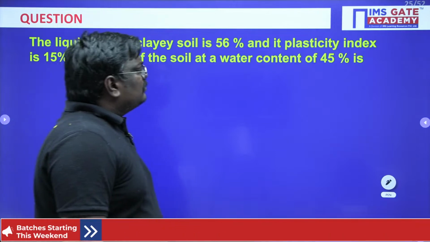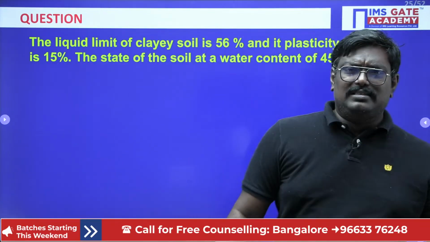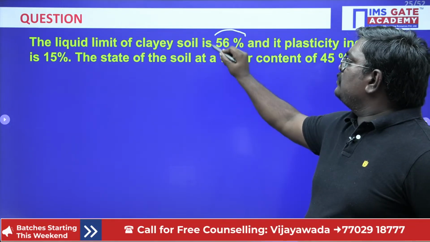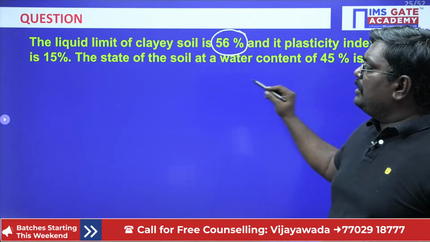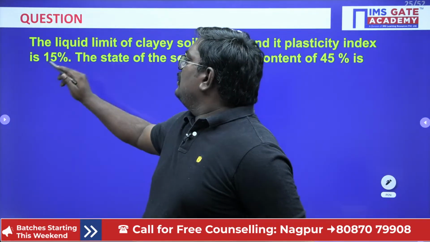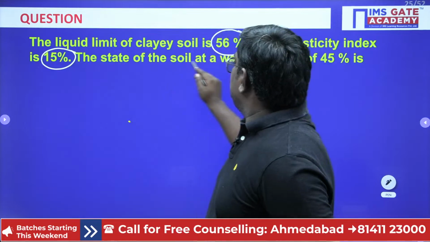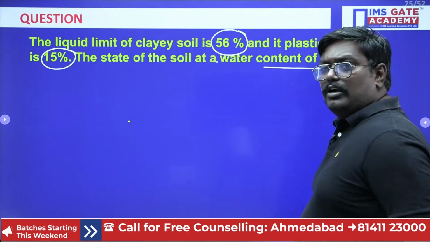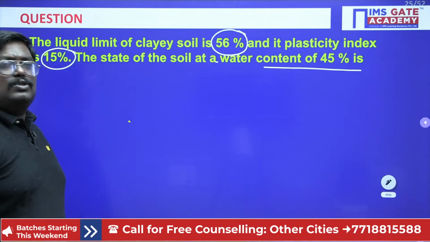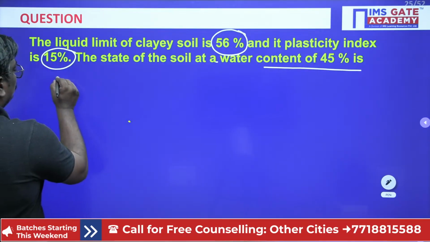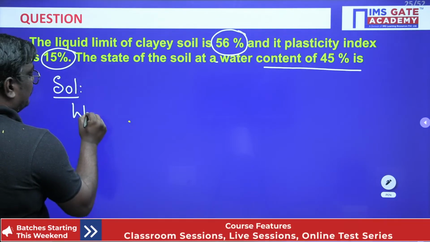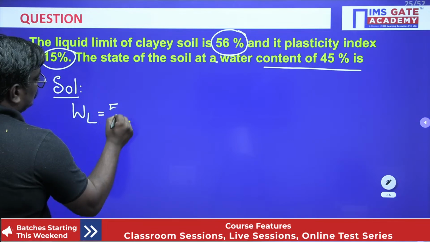Now see students, this is another important problem, simple problems. The liquid limit of a clayey soil was 56% and its plasticity index is 15%. What is the state of the soil at a water content of 45%? Srujana, are you following? So here, my dear students, the solution here is, liquid limit is how much, sir? Liquid limit is 56 percent.